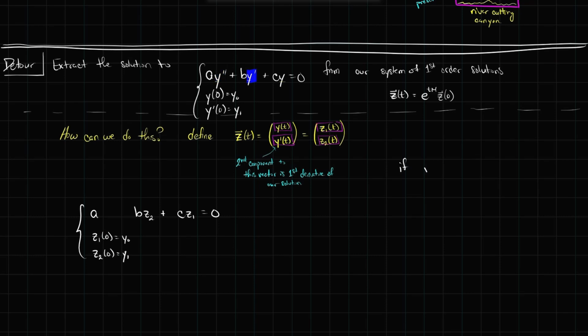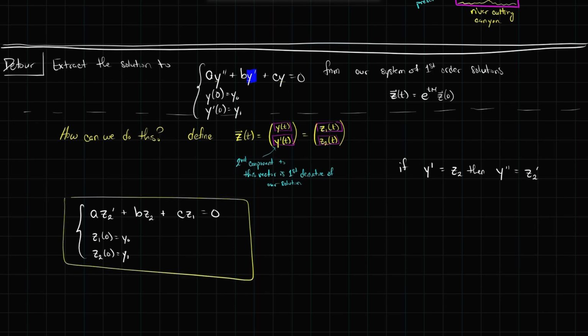Well, if y prime equals z2, then y double prime must just be the first derivative of z2. It's got to be z2 prime, right? I'm just adding a derivative to both sides of my equation. This has to be z2 prime. So what I've done, just by making this choice over a name, all that z was a name. What's in a name? All I've done is now I've reduced a second order ODE to a first order ODE.